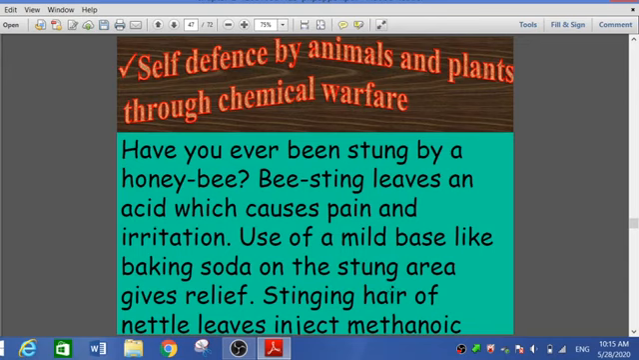Now, animals and plants use chemical self-defense. When a bee stings, it leaves an acid which causes pain and irritation. If a honeybee bites us, what happens? Use a mild base like baking soda on the stung area to relieve it. The stinging hair of nettle leaves injects methanoic acid. So the bee sting leaves an acid, whose name is methanoic acid.